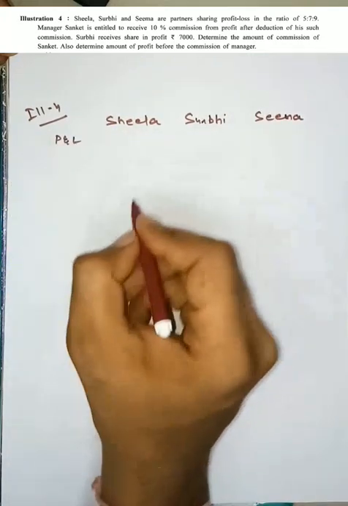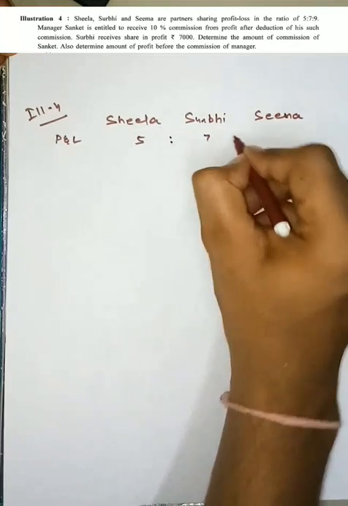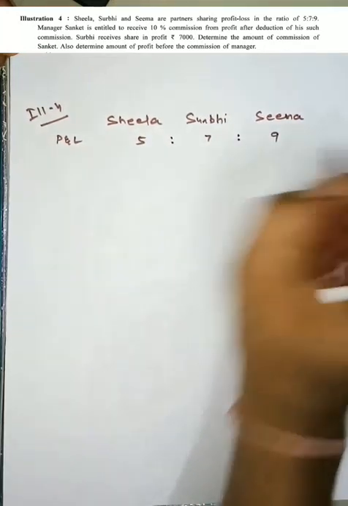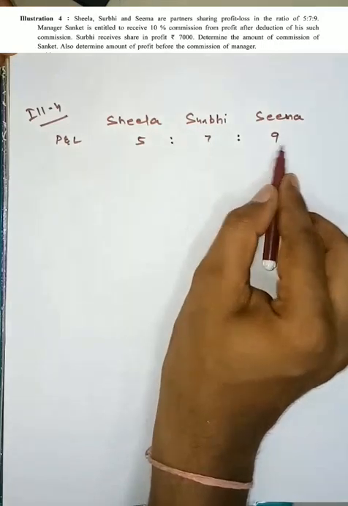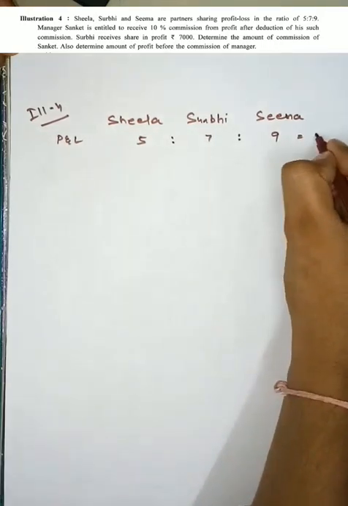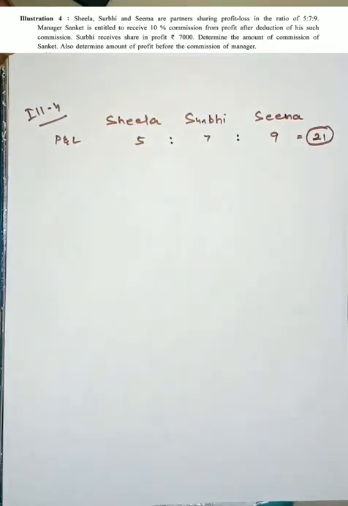The profit and loss ratio is given, that is 5:7:9. Just make the total of this. 5 plus 7, that means 12. 12 plus 9 is equal to 21. So the total of the profit and loss sharing ratio is 21. Now it is 21. Clear?